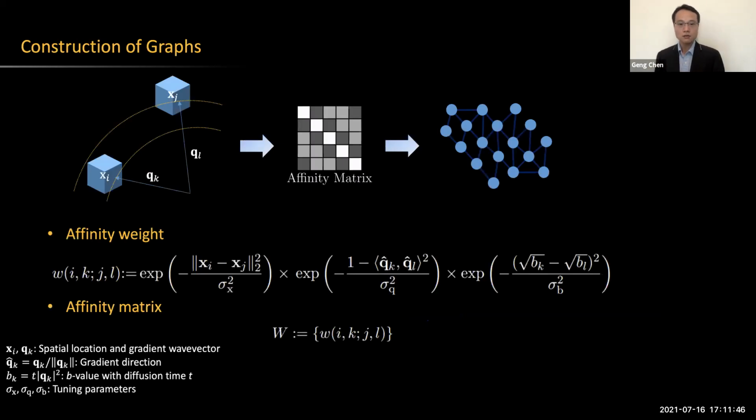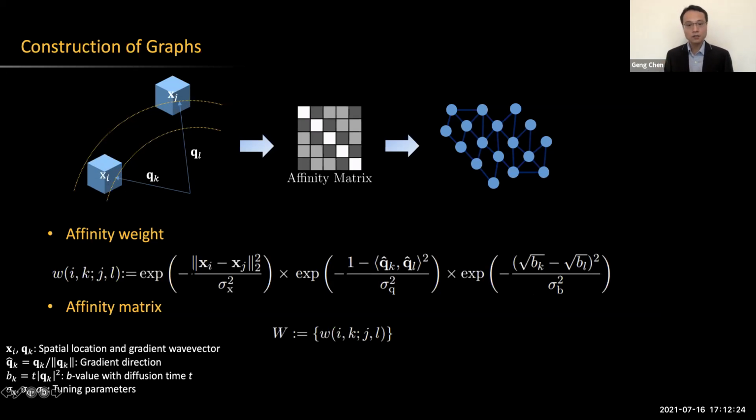How to construct the graphs? Here we show an example. Here x_i and q_i represent the X space location and Q space wave vector. Based on these, we are able to define a point in XQ space. And we can also define another point, which is determined by x_j and q_j. So we are able to compute the affinity weight between these two sampling points using this equation.